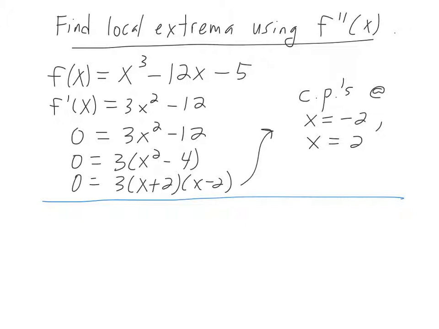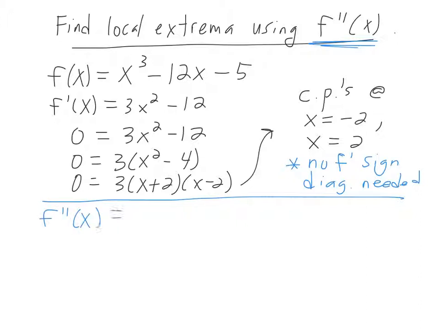But the difference is, guys, we're now going to jump right to the second derivative. We're not going to make a sign diagram for the first derivative. So please make note that there's no f prime sign diagram needed, because we're looking to use the second derivative. So this is what it's going to look like. Find your second derivative. We know that is going to be 6x.